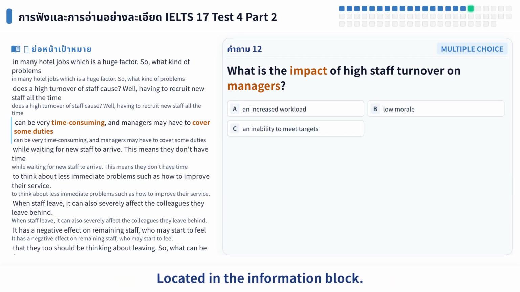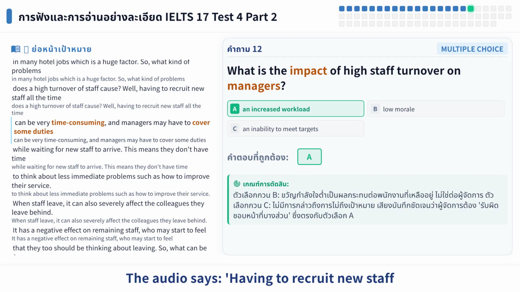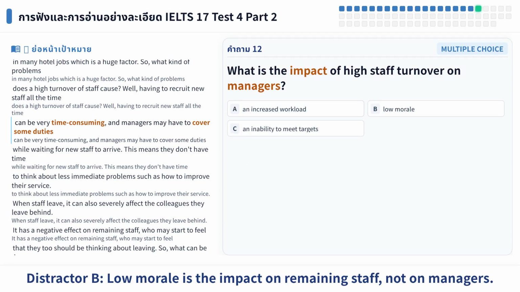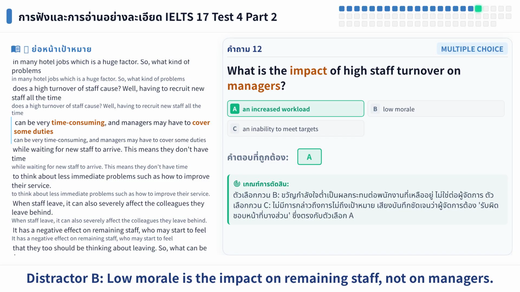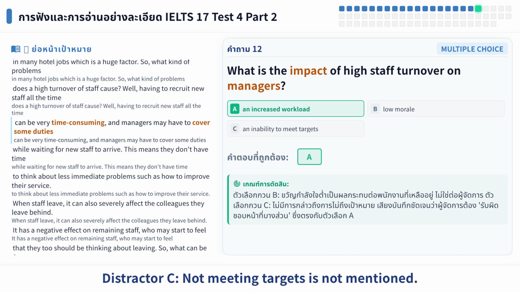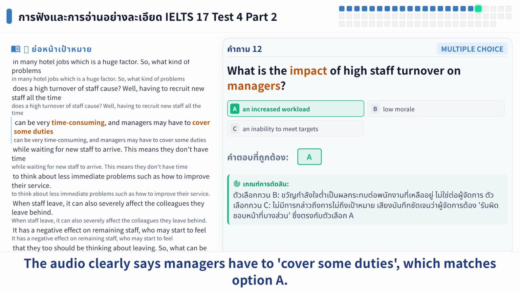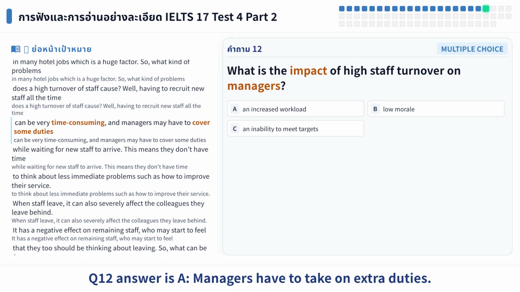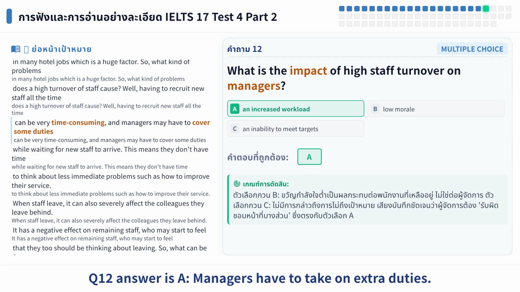Located in the information block. The audio says having to recruit new staff all the time can be very time-consuming, and managers may have to cover some duties while waiting for new staff to arrive. The signal phrase is cover some duties. Distractor B. Low morale is the impact on remaining staff, not on managers. Distractor C. Not meeting targets is not mentioned. The audio clearly says managers have to cover some duties, which matches option A. Q12 answer is A. Managers have to take on extra duties.